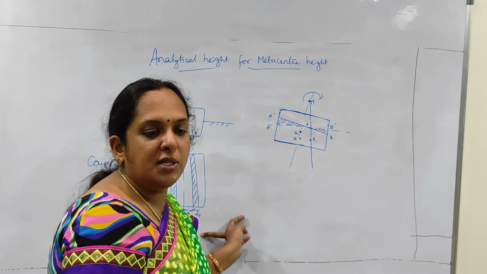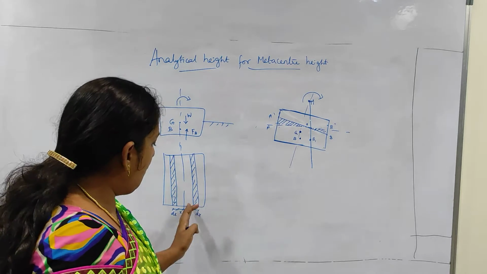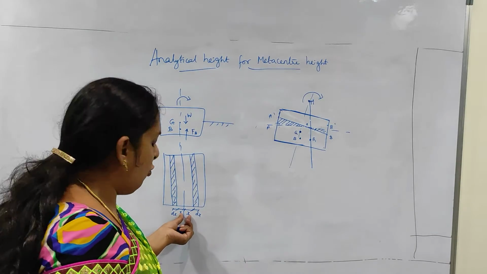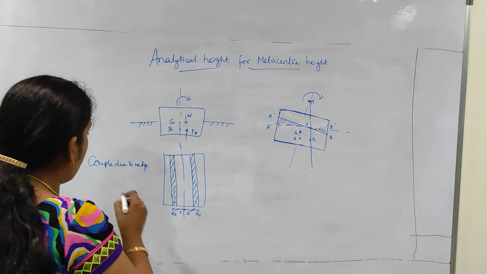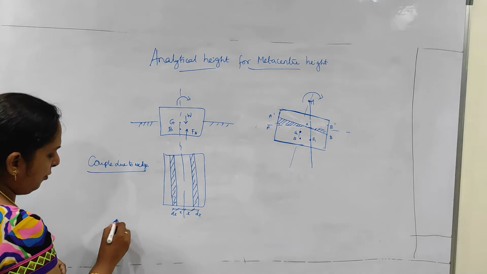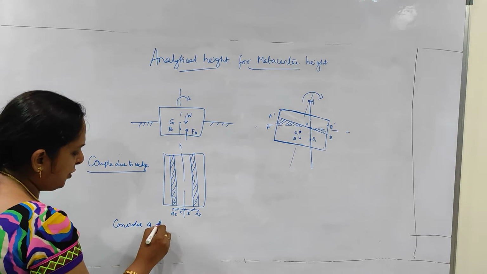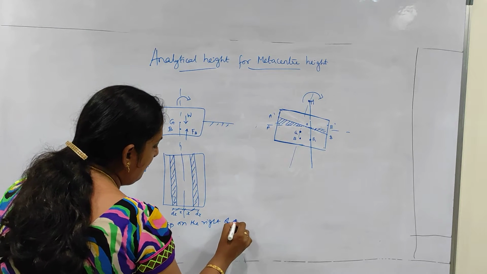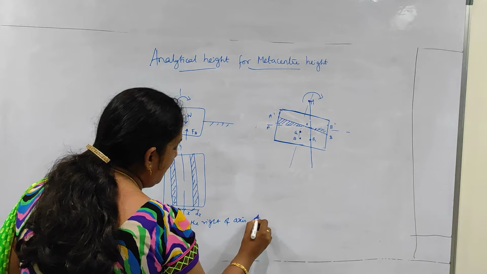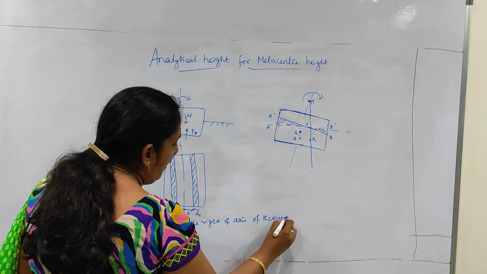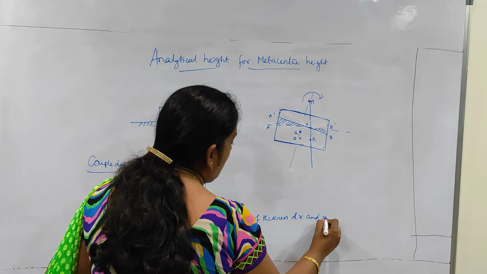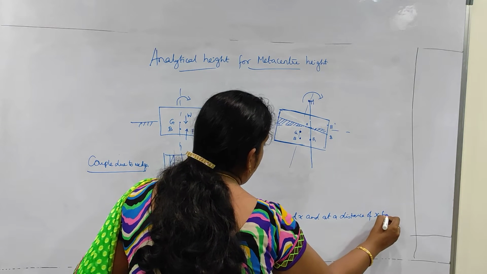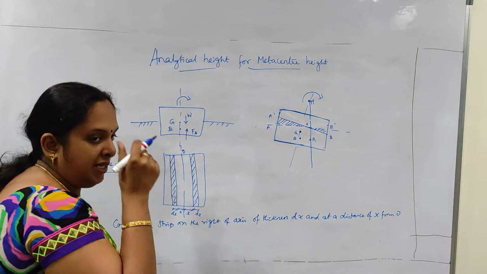Towards the right of the axis, I am going to consider a small strip of thickness dx at a distance of x meters from O. This is your O, or D, whatever you want to call it. So when we go with the couple due to wedges, I am going to consider a strip on the right of my axis, of thickness dx and at a distance of x meters from O. So this is my O, and this is my axis.